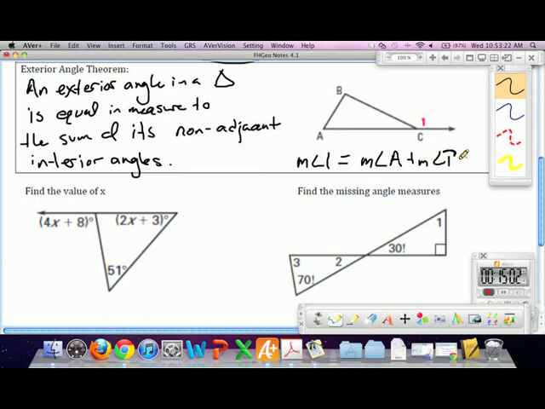Another word for its non-adjacent interior angles is the remote interior angles. Remote, like a remote location, is far away. It's somewhere off in the distance. You use a remote control to control your TV when you're not near the TV. You're far away from it. So where are the interior angles that are far away from this exterior one? This side of the triangle, A and B. Another word could be remote interior, if that helps you remember it. So if we add together these two measures, we'll get this exterior, is what this theorem says.